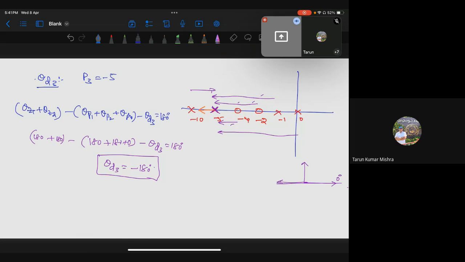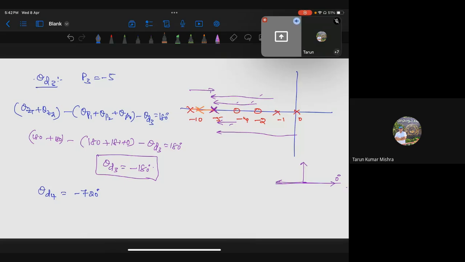Now theta D4. I'm not doing calculations. I'm directly saying that this is minus 720. Minus 720 means what? Zero direction only. So that will be opposite. Will you agree? Yes, sir. So now departure angles are done.